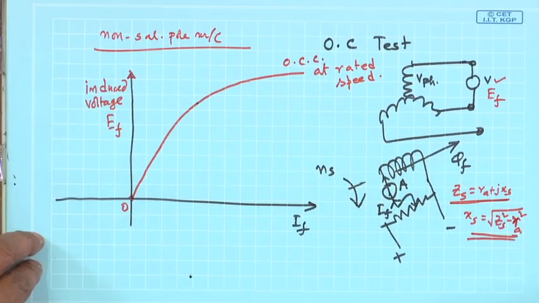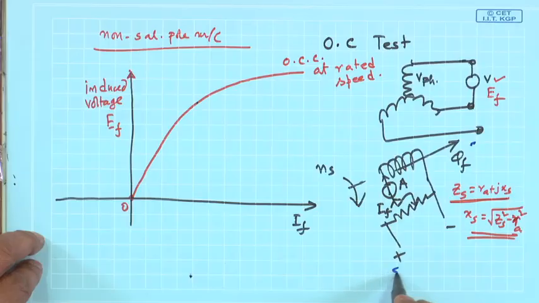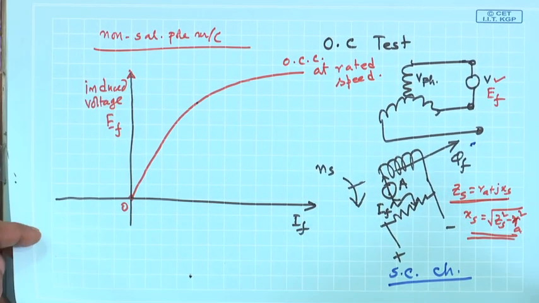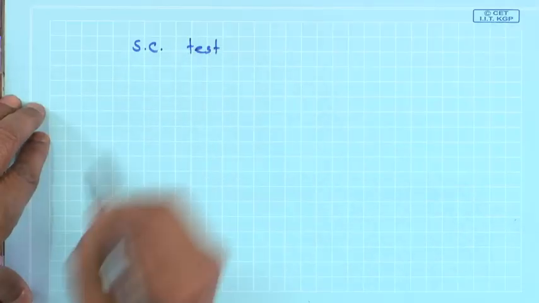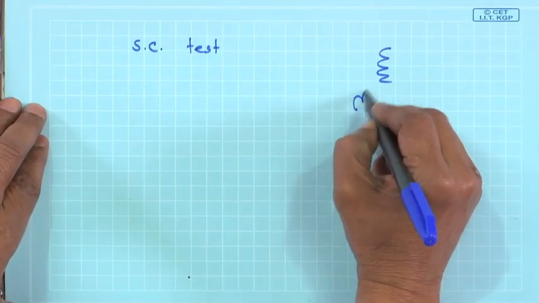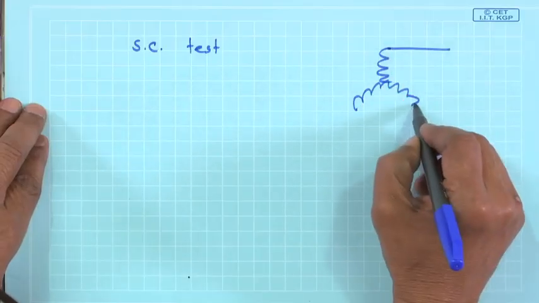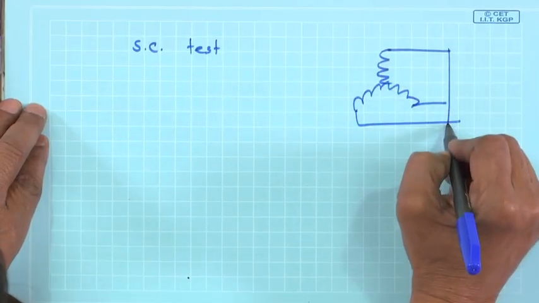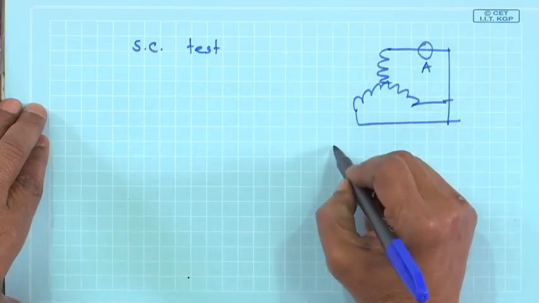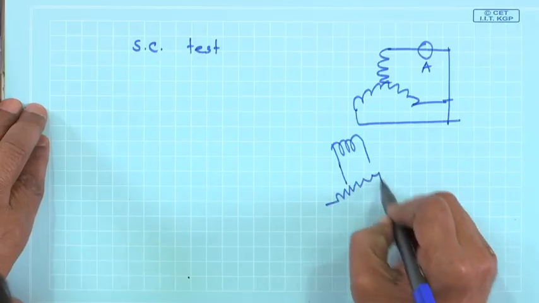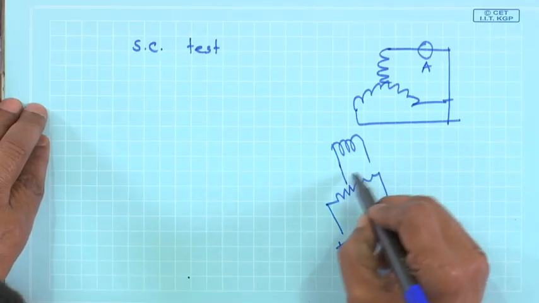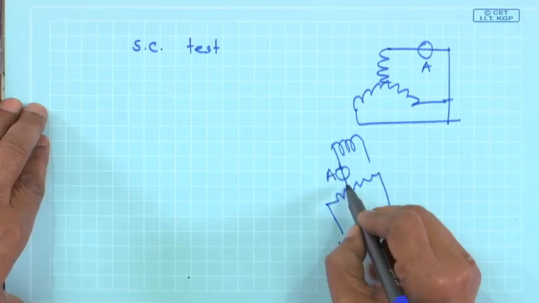Now, there is another characteristic called the short circuit characteristics. For that you have to do the short circuit test, a similar test. What do you do? You take the same machine and short these terminals, and connect an ammeter here. Here I will pass DC current by some potential divider connection, and connect an ammeter here. Okay.